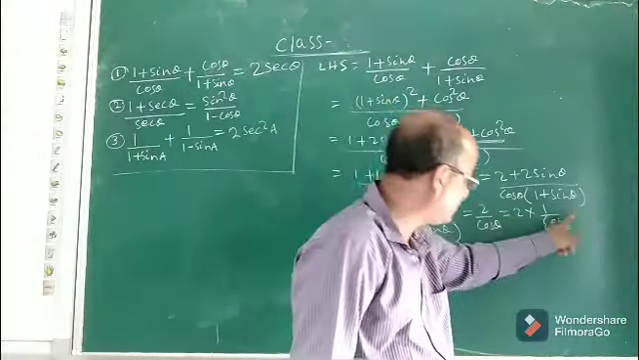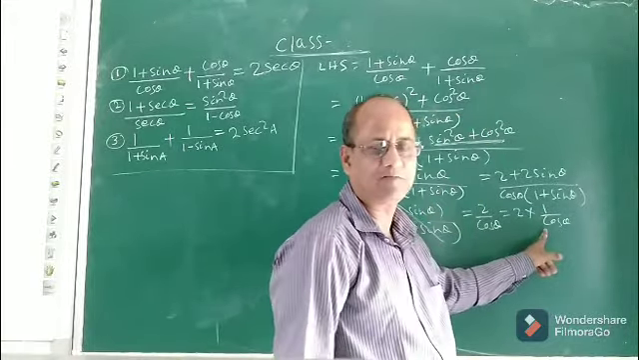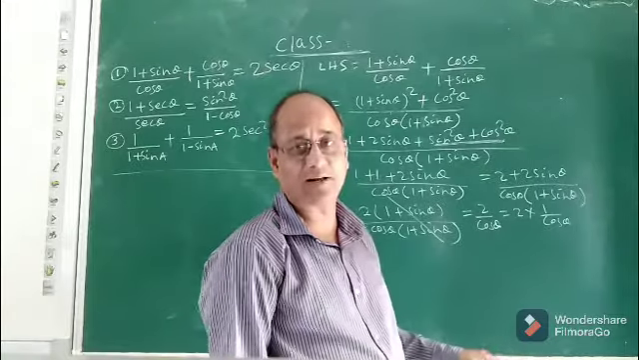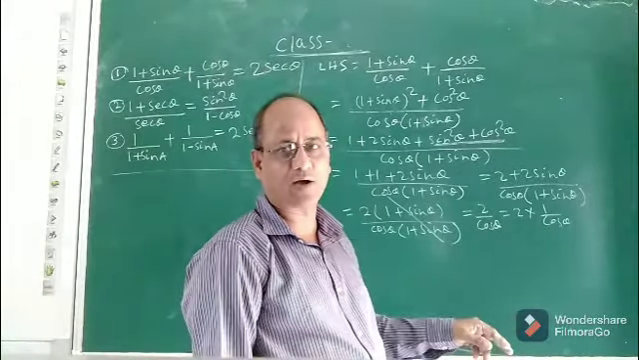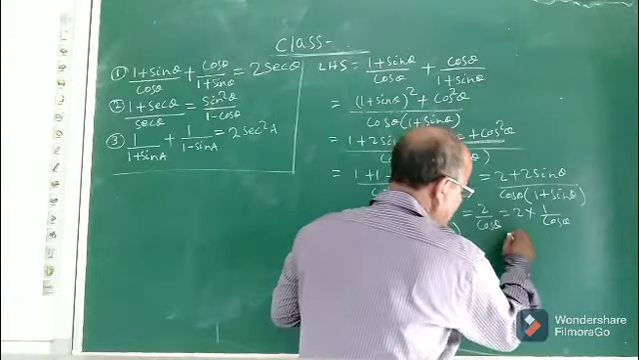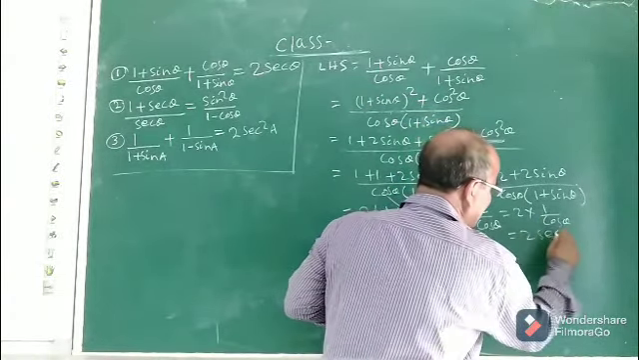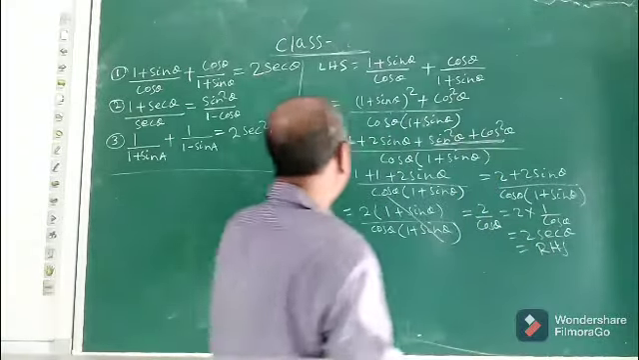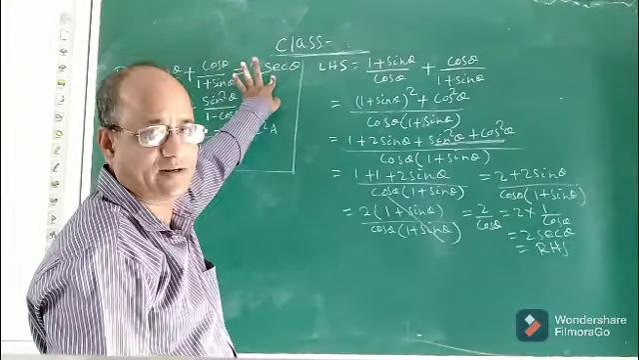Okay. Now look at 1 by cos theta. What is the formula for 1 by cos theta? 1 by cos theta will be sec theta, because cos theta and sec theta are reciprocals of one another. So in place of 1 by cos theta, we will write 2 sec theta. And see, is it your RHS or not? Yes, clearly it is the RHS.